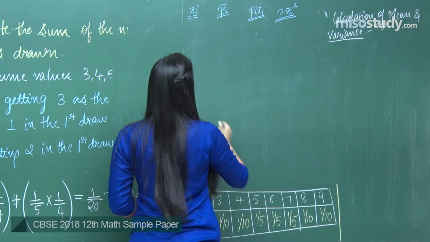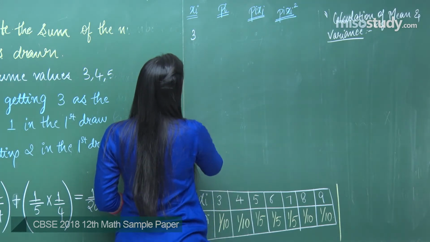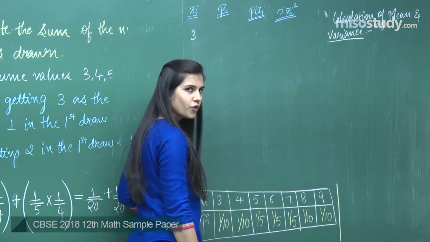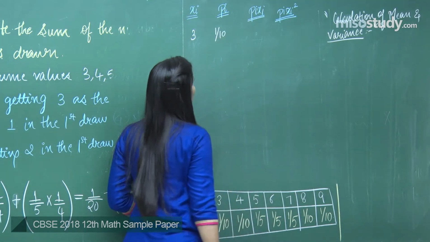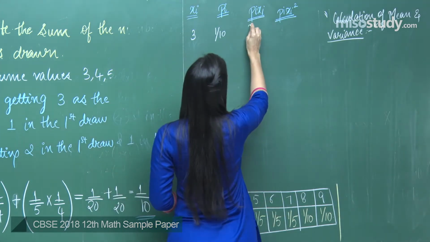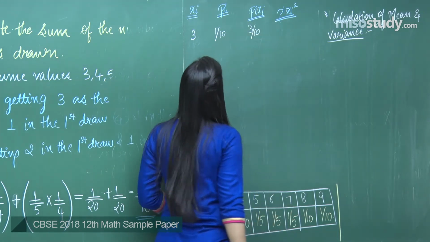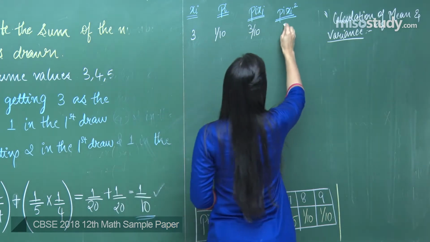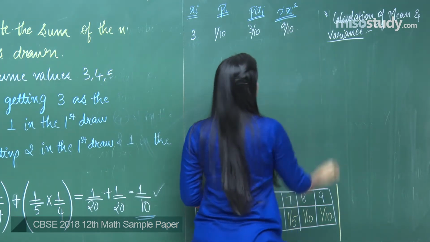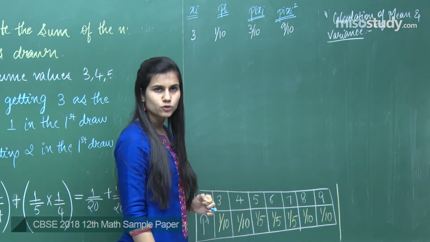Let's get started. Xi can be what? A 3. What is pi? For xi equals 3, pi is 1 upon 10. So pi into xi gives you 3 upon 10 and xi square will be 9. 9 into pi, that is 9 upon 10. That's what you have to do.